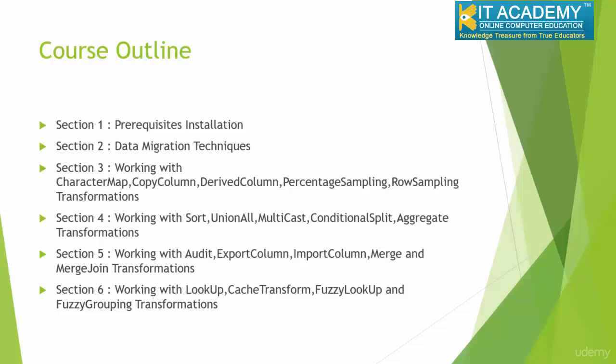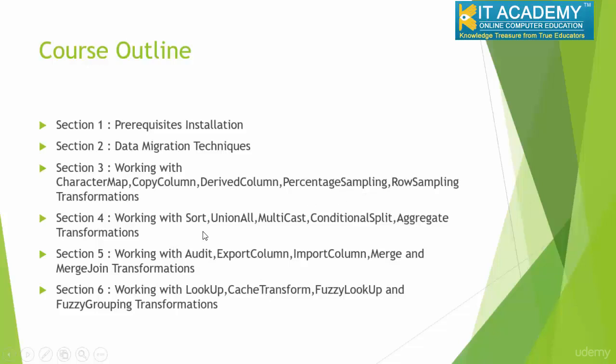And in section 2, we'll start migrating data in a very basic manner. Like for example, we want to move data from SQL Server to a flat file or SQL Server to Excel and vice versa. And from section 3 onwards, I have covered various transformations like character map, which is used for changing the casing. Like copy column is purely meant for creating alias columns for you. And also we have derived columns for creating computed columns. And if you want to select the records randomly, we can use percentage sampling or row sampling transformations.